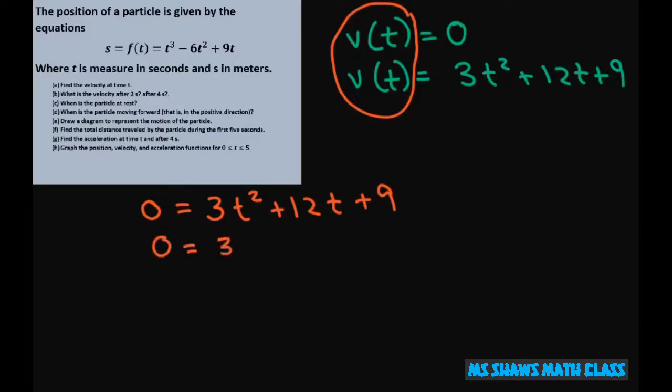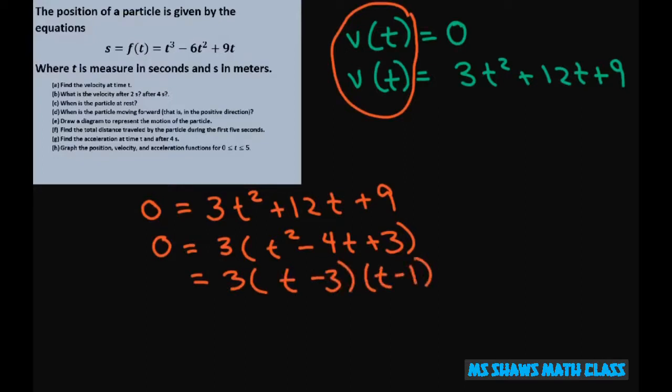Let's factor out a 3. We're going to get t squared minus 4t plus 3. We're going to factor that, so you get t minus 3 and t minus 1. So at 0, our t equals 3 and our t equals 1. All right, so that's when the particle is at rest.